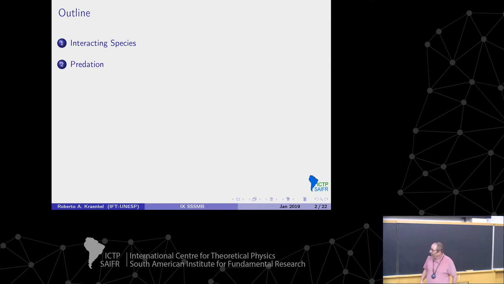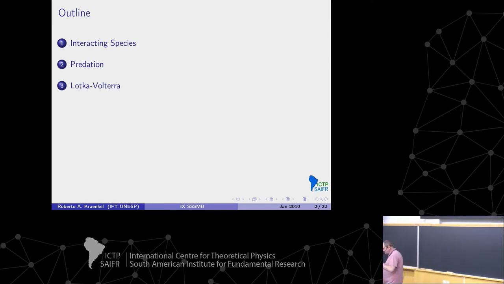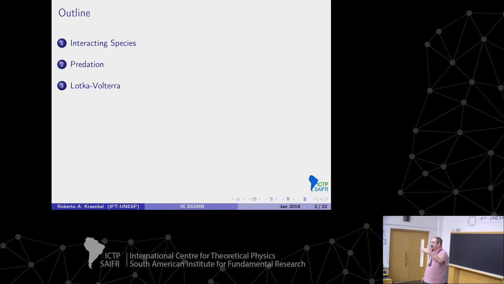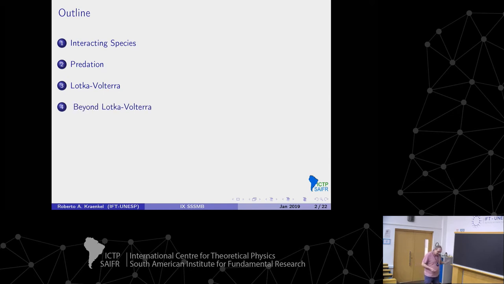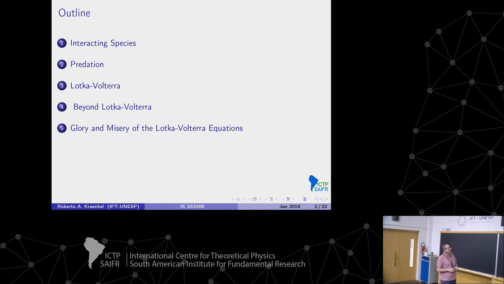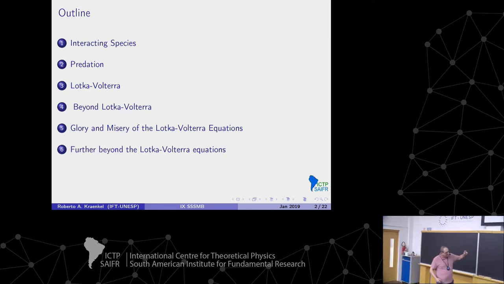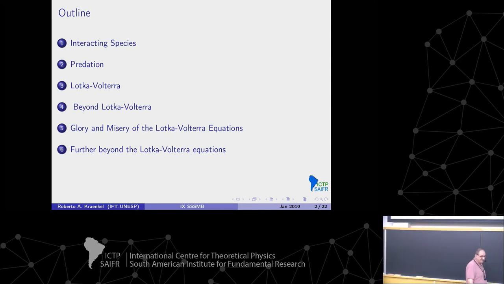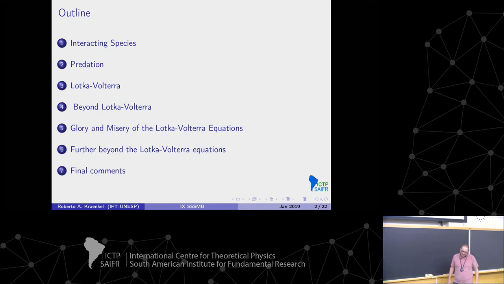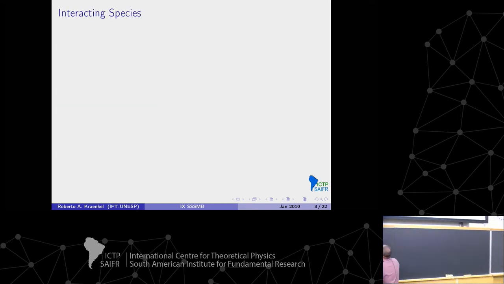So the topic is interacting species, but there are many kinds of interactions. We will study one particular kind today, which is predation. And we will see the oldest model of interacting species, which is the Lotka-Volterra equations. And then we will go a little bit beyond the Lotka-Volterra equations and discuss the glory and misery of the Lotka-Volterra equations. And then we can take more and more steps, far beyond the Lotka-Volterra equations, and have some final comments.